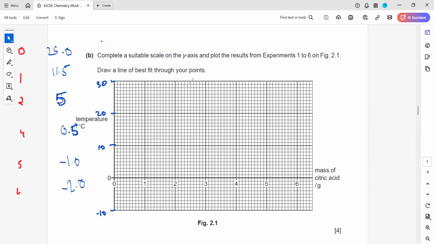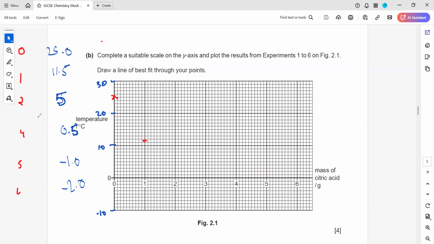Ten boxes equal 10, so each represents 1. When it is 0, it was 25, so somewhere here: 1, 2, 3, 4, 5. Then it is 11.5. It should be in between, because this is making 12, so it should be somewhere here. Then 2 and 5: 1, 2, 3, 4. This is 5.